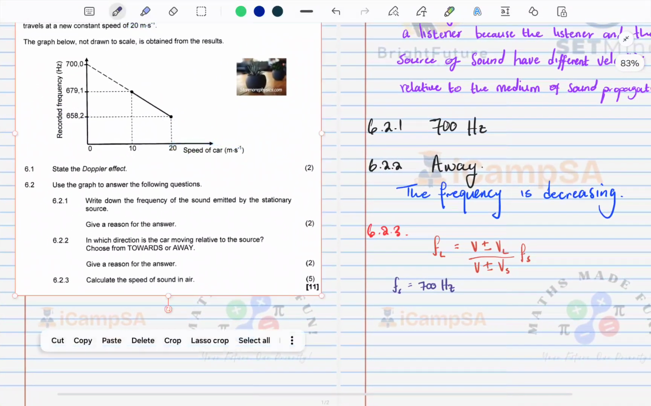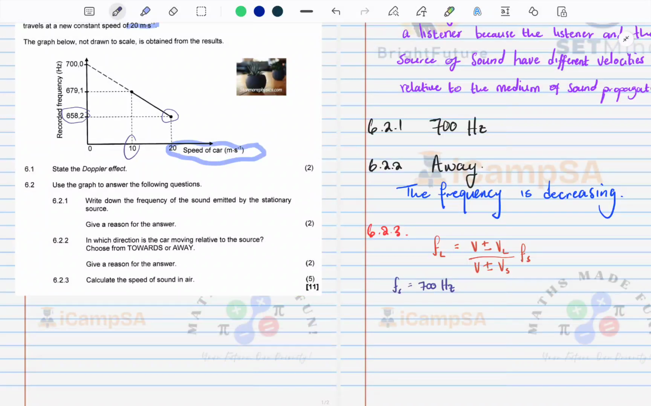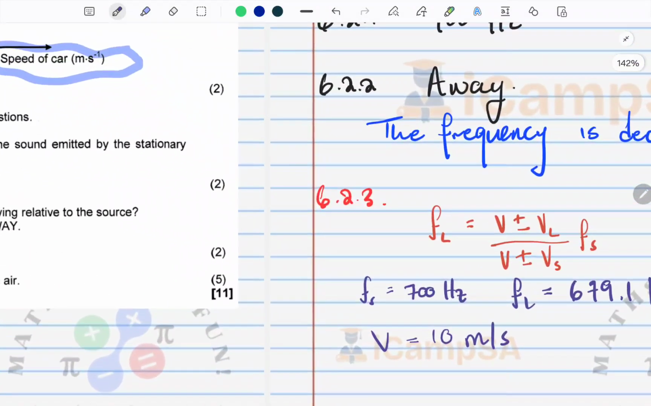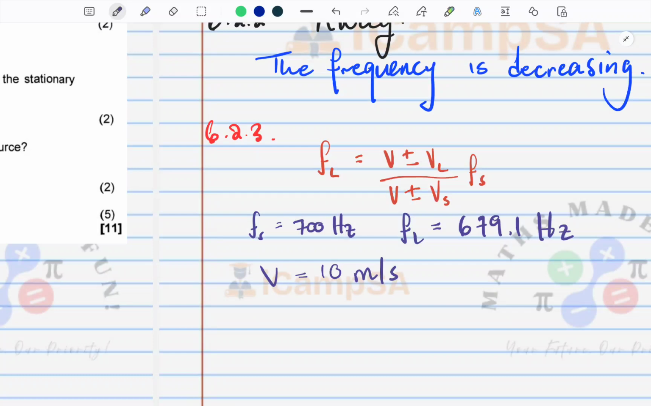So that means FL is going to be 679.1 hertz, right? And then V, we know that V here is 10 meters per second. Okay, so now we are almost there, right? So what we must remember is that we said that Vs is stationary, so that means it's going to be 0 meters per second. Okay, so this is VL, sorry.